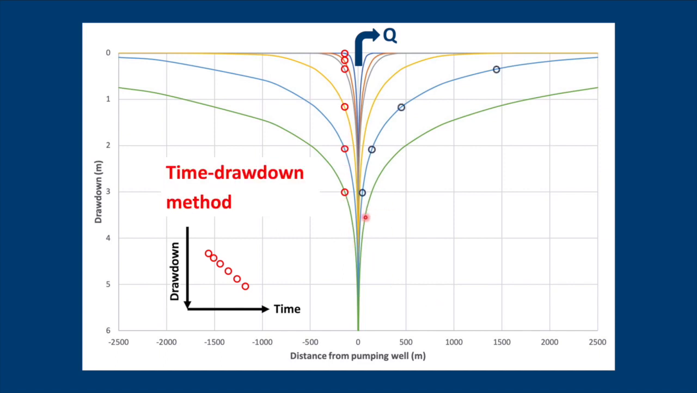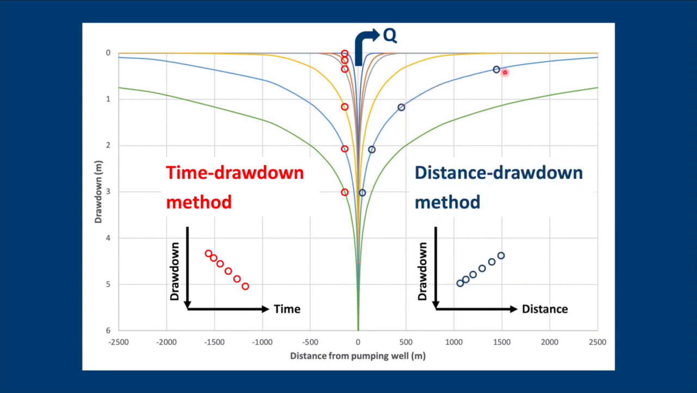If we pick a certain point in time and we measure the drawdown at various distances from our pumping well, then we can plot it like this, and you'll see that the drawdown will decrease as we get away from our pumping well. And this is called the distance-drawdown method.